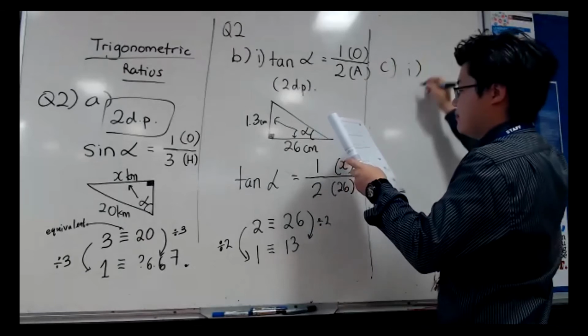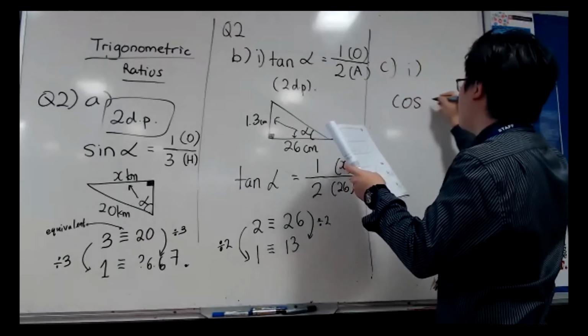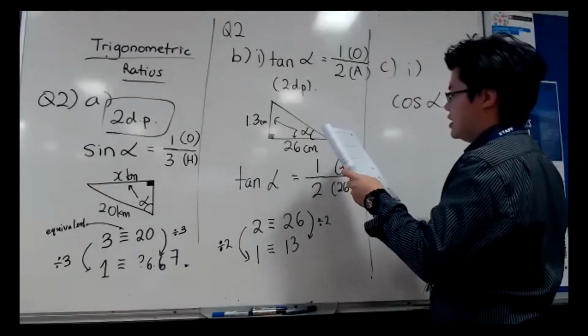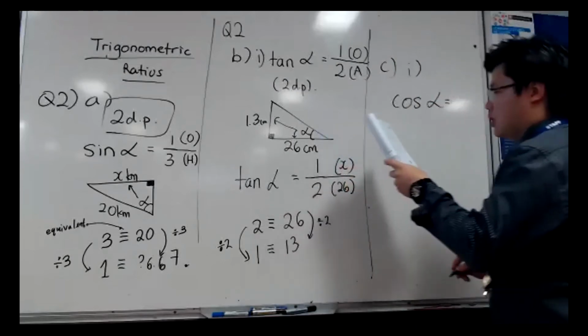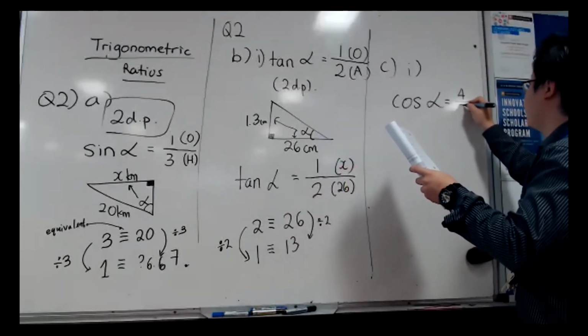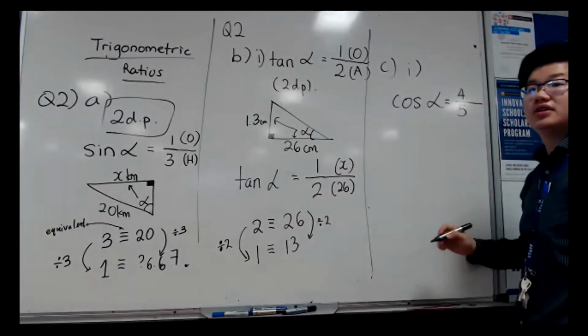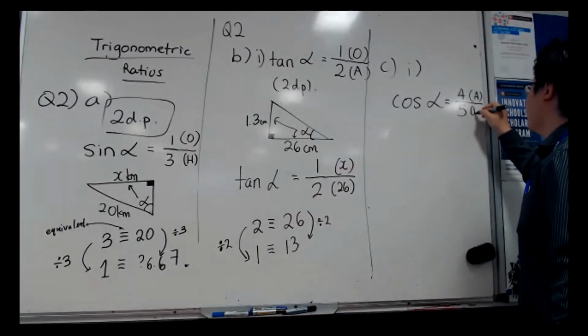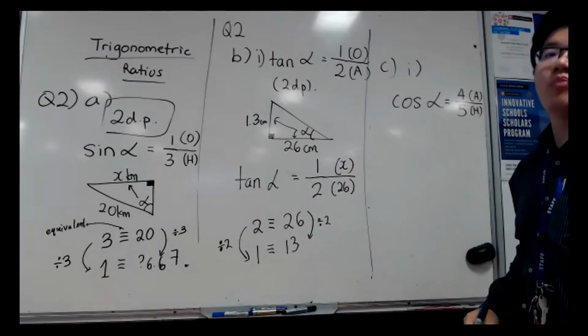So C1. This time, C is cos. Cos alpha equals 4 over 5. So what's cos? A over H. A over H, very good. So adjacent over hypotenuse.